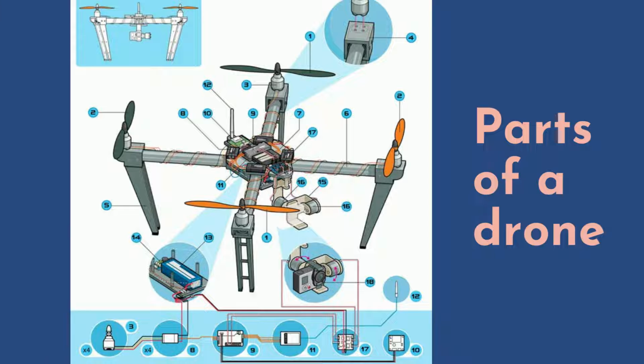11 is the receiver, the number 12 is the antenna, the number 13 is the battery, the number 14 is the battery control, the number 15 is the gimbal, the number 16 is the gimbal motor, the number 17 is the gimbal controller unit, and the number 18 is the camera.